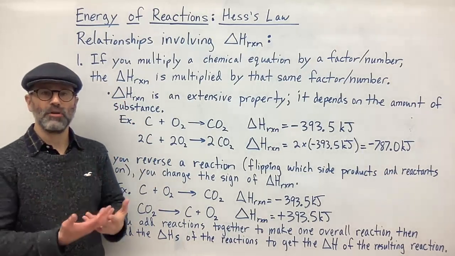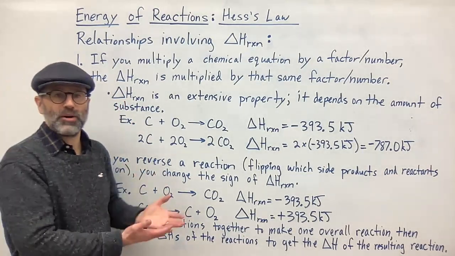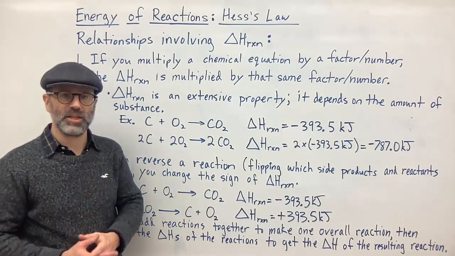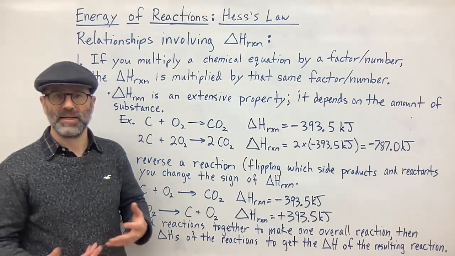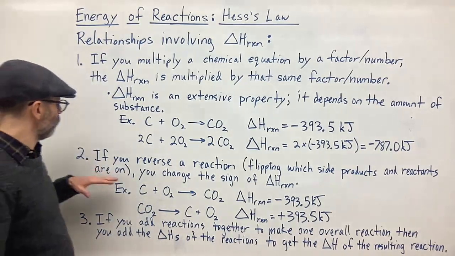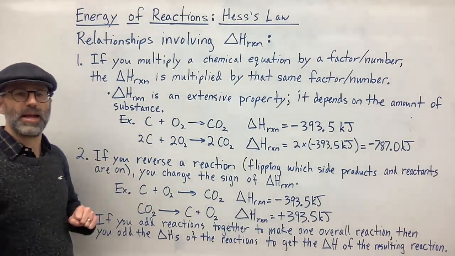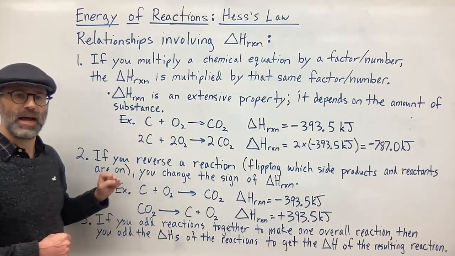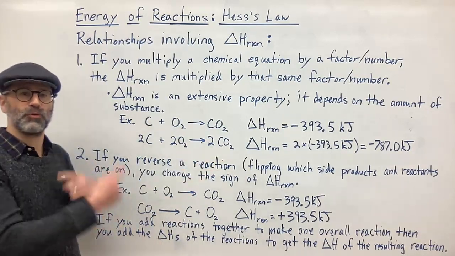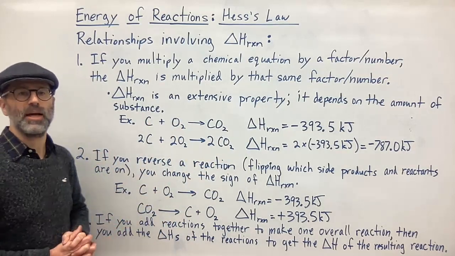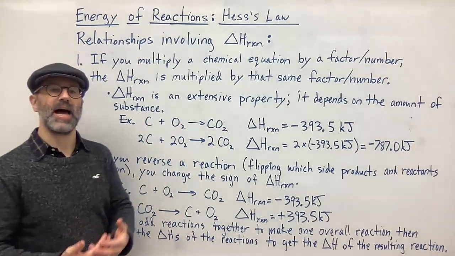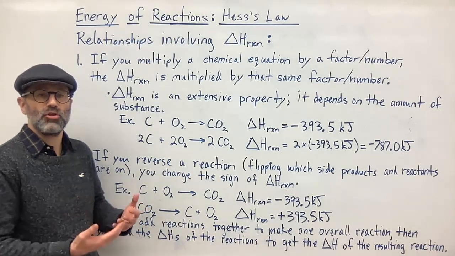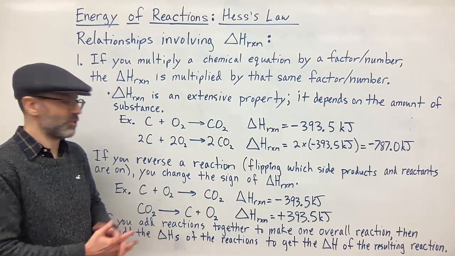So whatever number or factor you multiply your equation by, you multiply the heat of that reaction by that same multiplier or by the same number. The second one is if you reverse the reaction by flipping the sides. So if you make the products the reactants and the reactants become products, you flip or reverse the reaction, then you change the sign of the delta H, or the heat of the reaction, to get the new delta H, or heat of the new reaction, right?